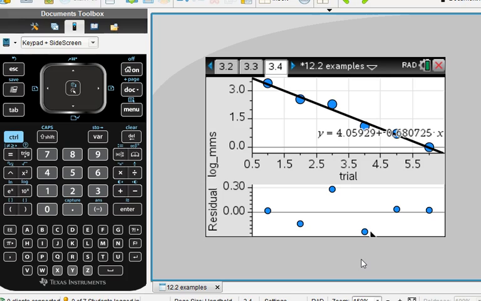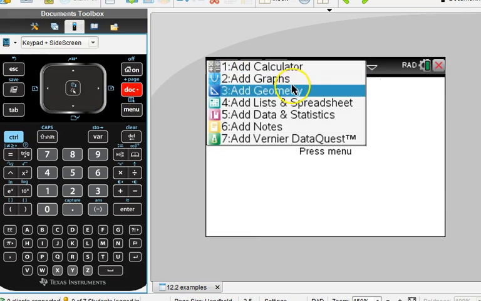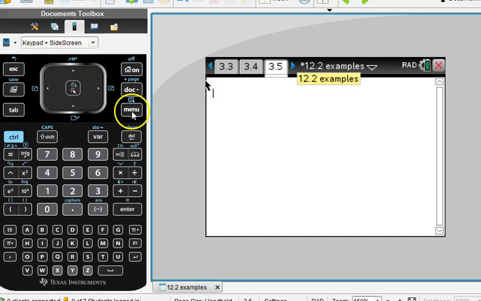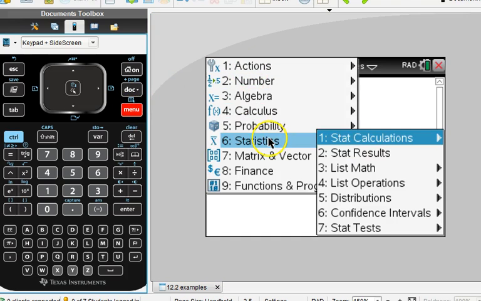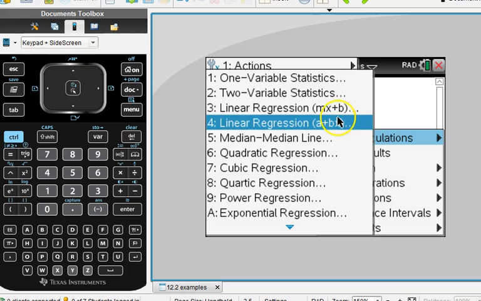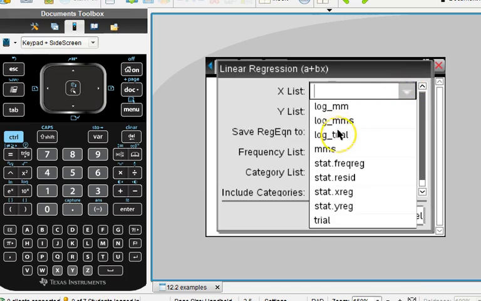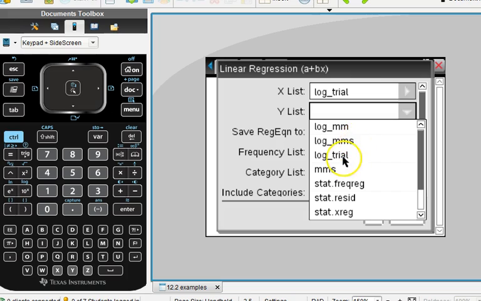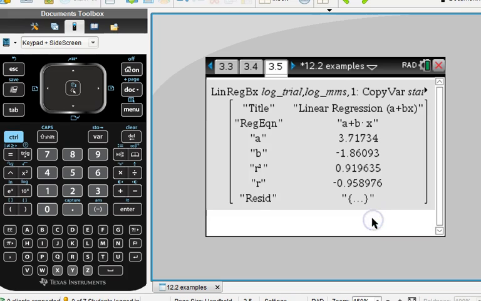So one last check is I'm going to do a linear regression of both of those. So if I go and add a calculator page, I'm going to do a linear regression on both. So statistics, stat calc, linear regression. I'm going to do one of log trial, log M&Ms. And notice here we have a nice strong R squared value of about 0.92, and an R value of about negative 0.96. Very strong, very good. Now we'll do the other one.